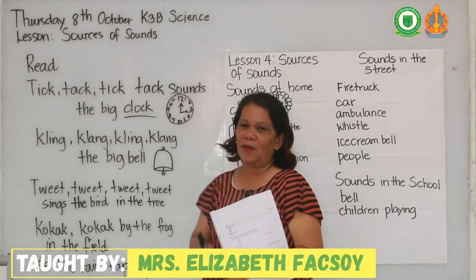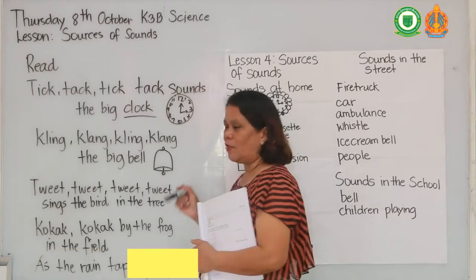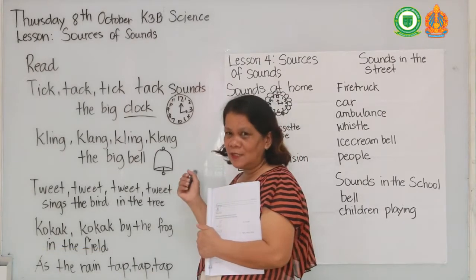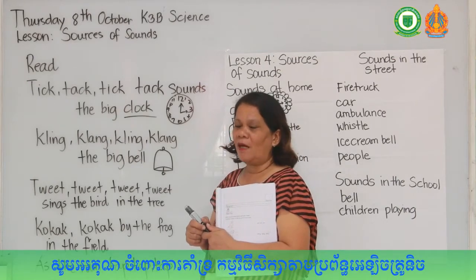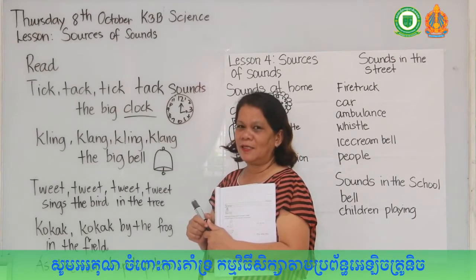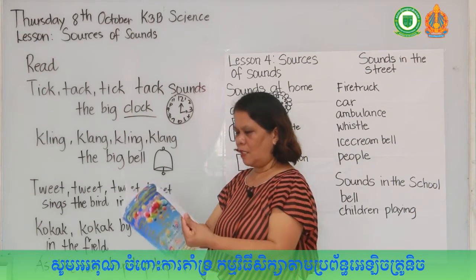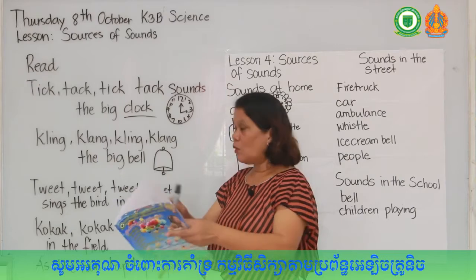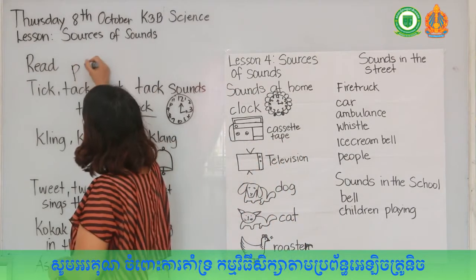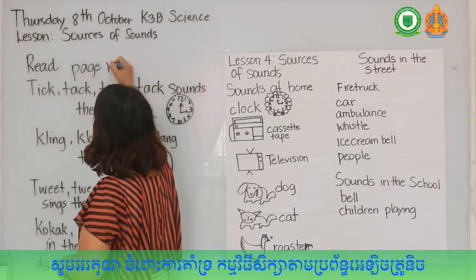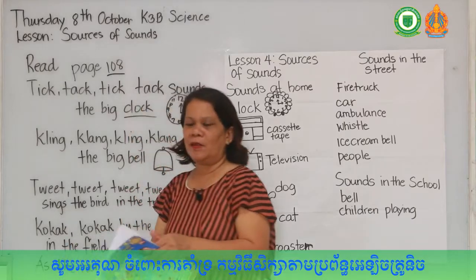I will call you one by one, so you have to practice this first. I will give you 5 minutes to practice. Read by yourself, and I will call your name after 5 minutes. So please get your book at page 108. Page 108. So read by yourself, and I will call your name.